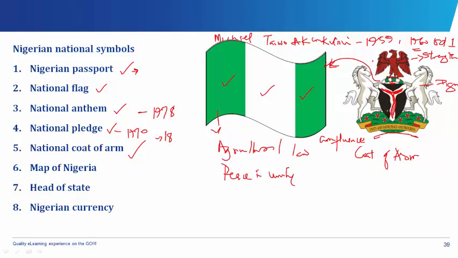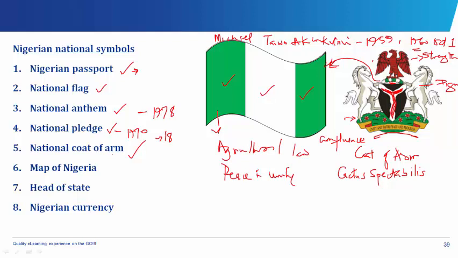Okay, then the cactus spectabilis, which is the flowers here, represents the colorful flowers in all parts of our country, Nigeria. Then down here, I told you we have unity and faith, peace and progress, which is the motto of our country, Nigeria. Okay, so this is very important.